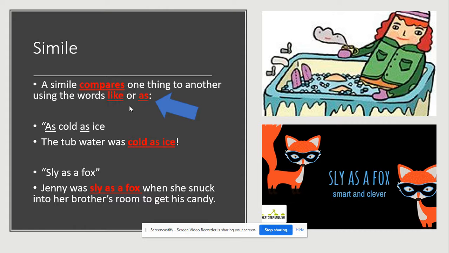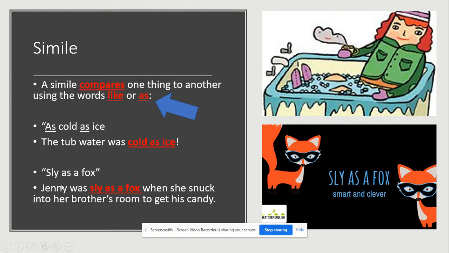Some of the examples of a simile are the tub water was as cold as ice. Ice is cold. So they are comparing the water in the tub to ice, meaning that the tub water must be very cold. And you can see in this picture, it looks pretty cold. You can even see some ice cubes floating around in there. And she has a jacket on in the tub, so it must be pretty cold.